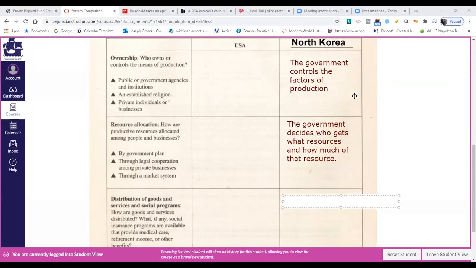And the third one goes here. On the last part here, distribution of goods and services and social programs. How are goods and services distributed? And then if there's any social programs, right? Food stamps, Medicaid, unemployment insurance, economic stimulus. Who decides in North Korea who gets that? The government? The government does. The government decides who gets the goods and services, as well as how much they receive.